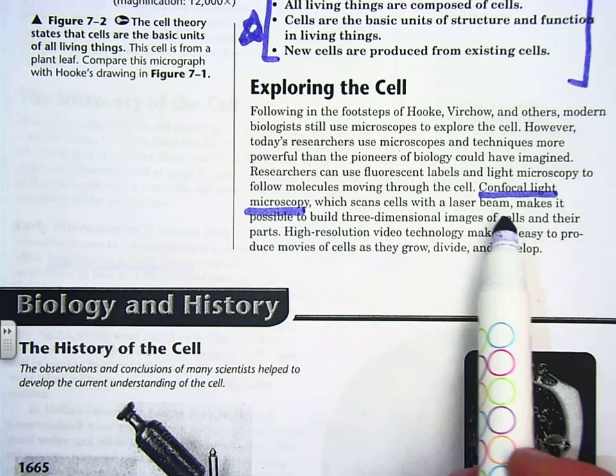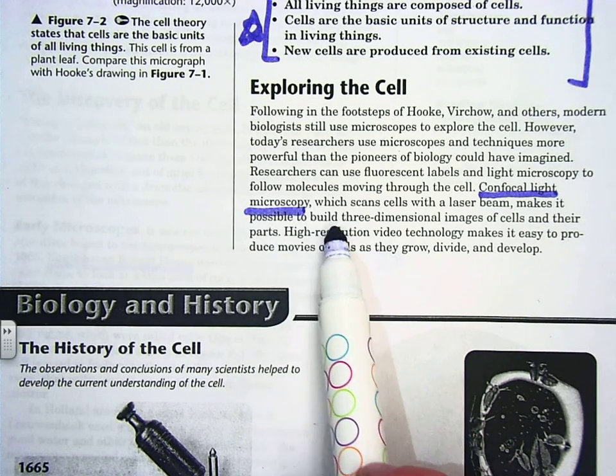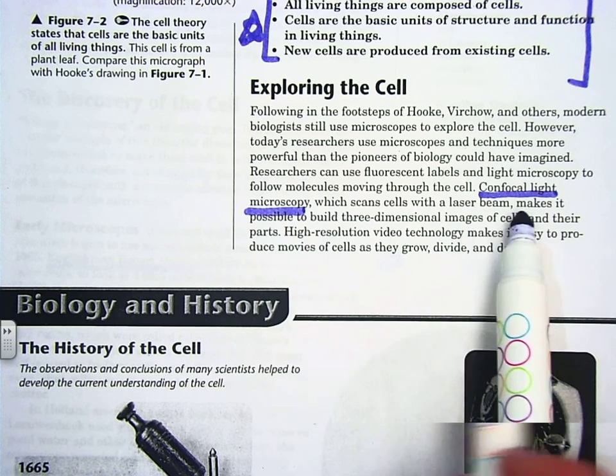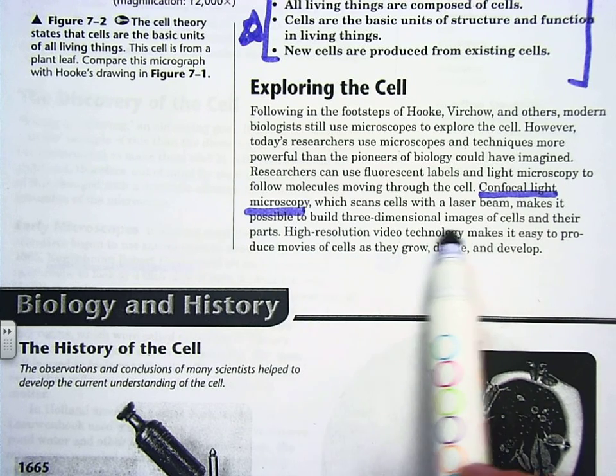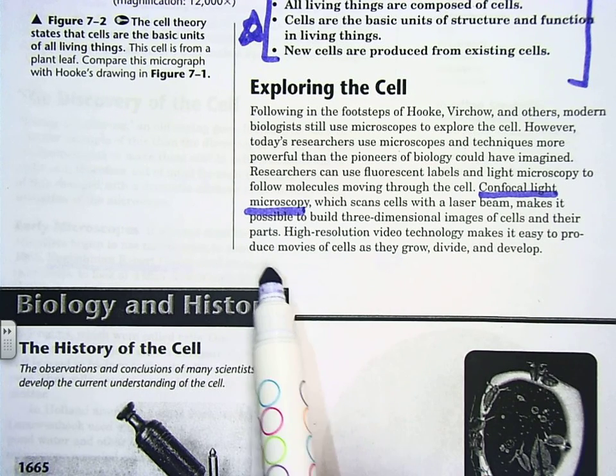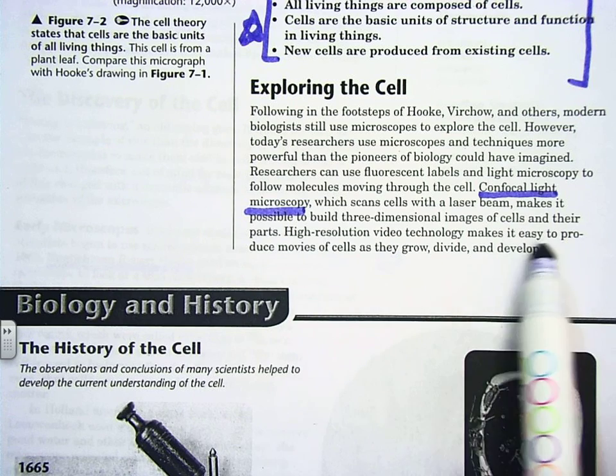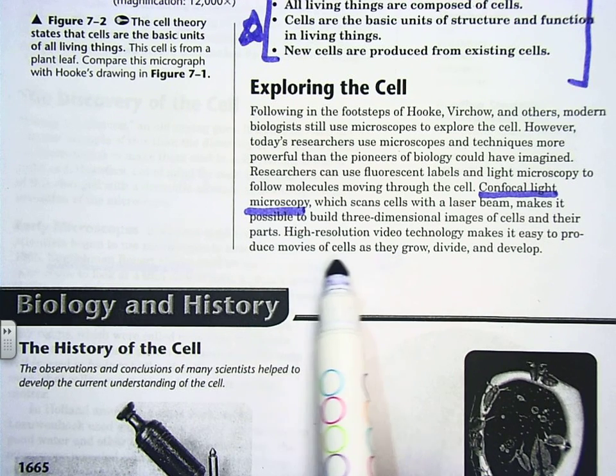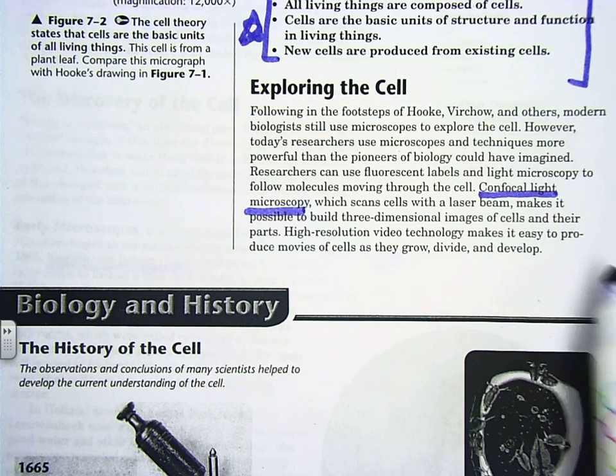What is confocal light microscopy? It scans cells with a laser beam, which makes it possible to build three-dimensional images of cells and their parts. High-resolution video technology makes it easy to produce movies of cells as they grow, divide, and develop.